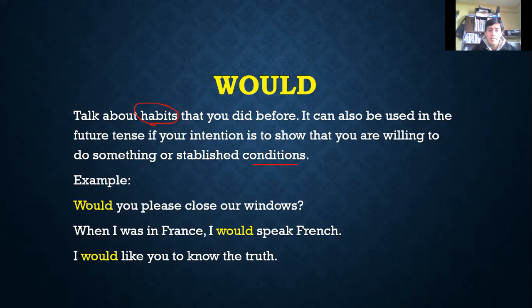Example: the first example is a question. Would you please close your windows? It's a polite expression. Or, when I was in France, I would speak French. I would like you to know. The first one is a question.